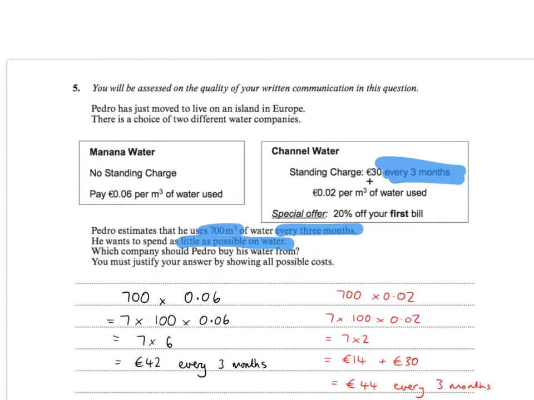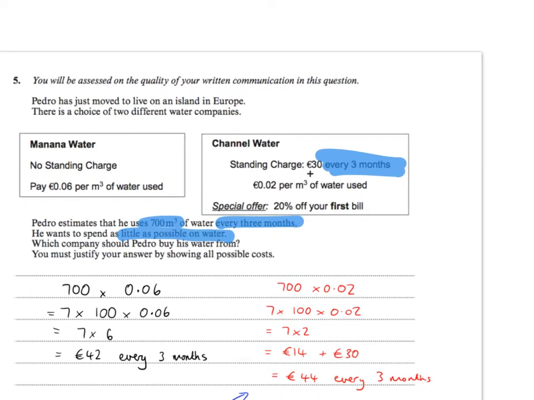I then did the same sort of thing over here for channel water. So I did 700 times by 0.02, split, found it's the same as doing 7 times 2, which is €14, but I have to pay €30 every month, even if I don't use any water at all. Okay, so that came to £44 every 3 months. So on the face of it, that answer there is the best one.